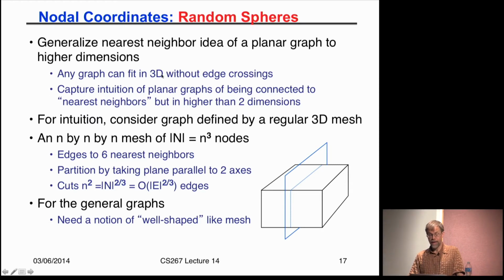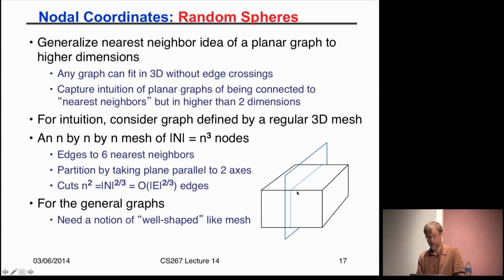So the thing is, what does it mean to generalize a planar graph? I mean, obviously in 3 dimensions, I can have any graph I want and connect anybody to anybody without edges crossing, right? Because I can always make lines not cross in 3 dimensions. So what I want to do is capture the intuition of being connected to your nearest neighbors in 3 dimensions or 4 dimensions. And so let's ask ourselves what we expect in that case.